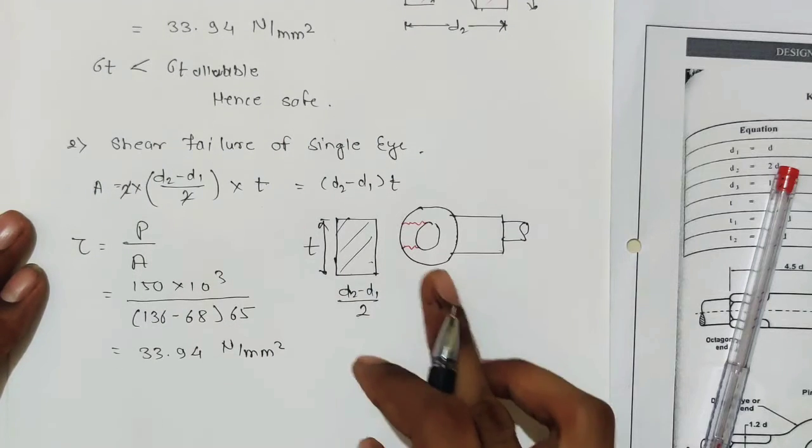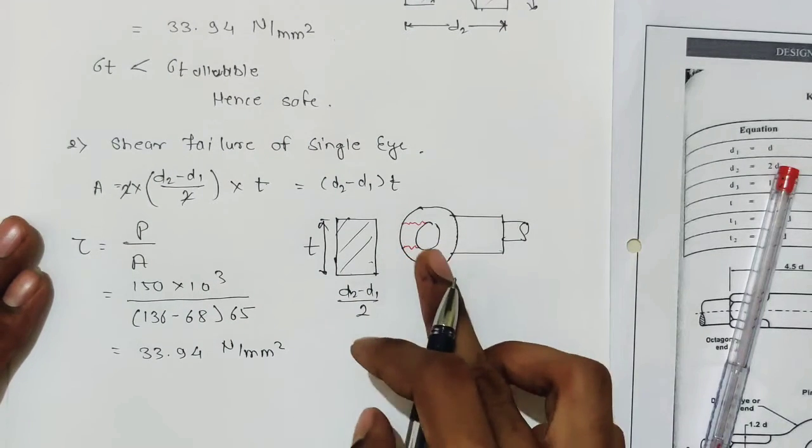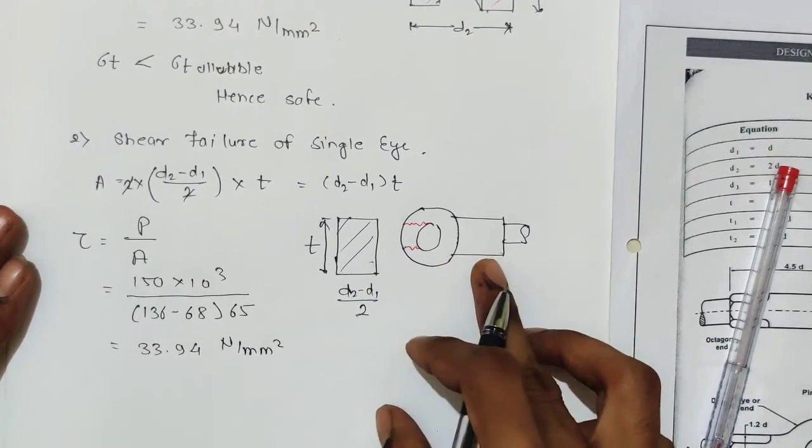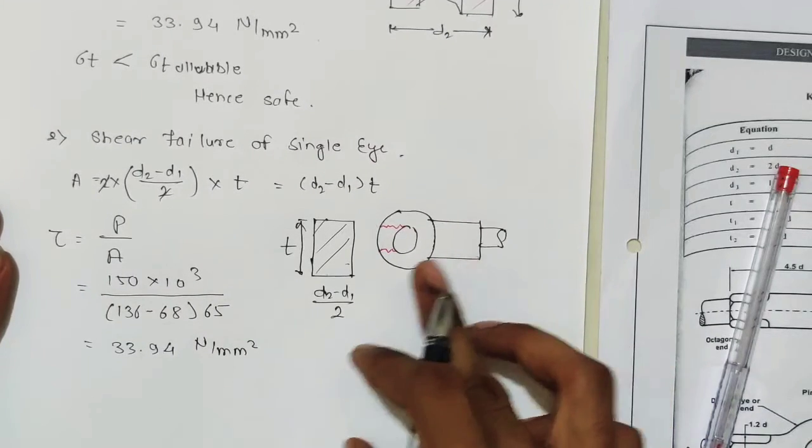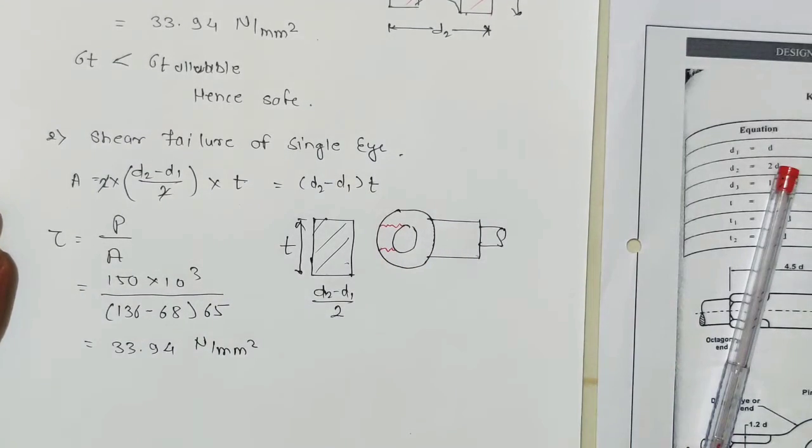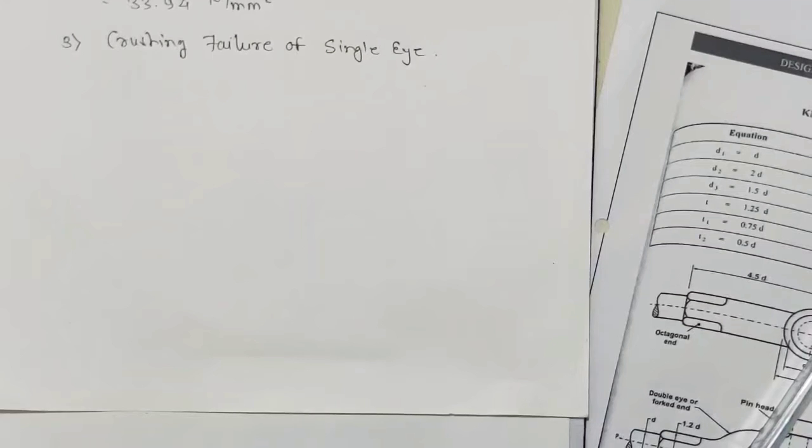Okay, so I will show the 3D diagram of this just to imagine how it occurs. Just see this failure. Hopefully you have understood the shear failure. Now we'll move to the next part, that is crushing failure of single eye. Now what is crushing?